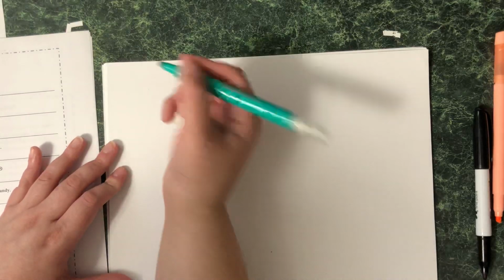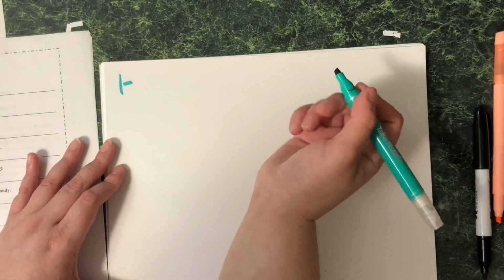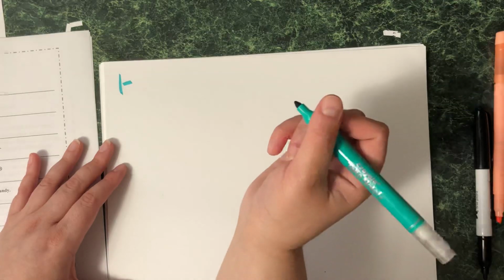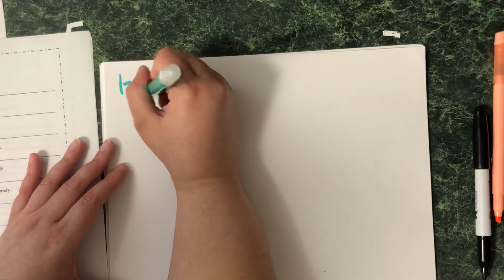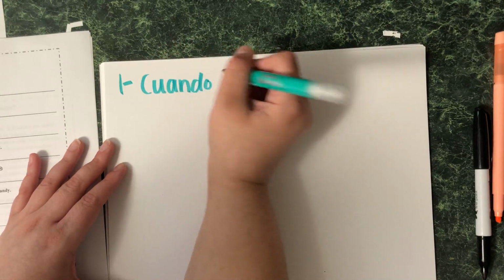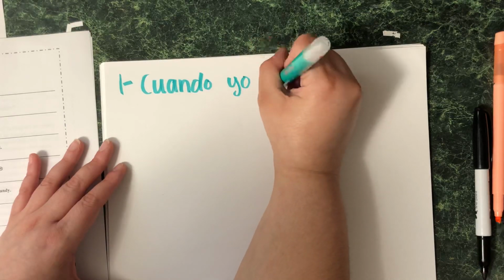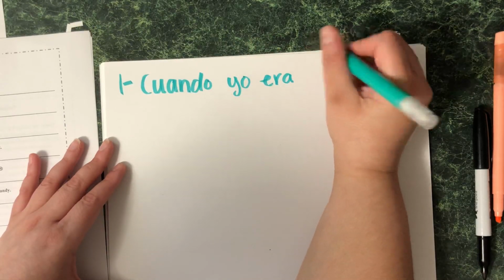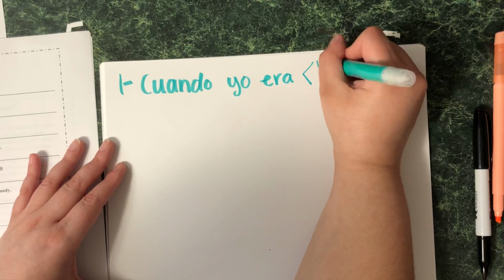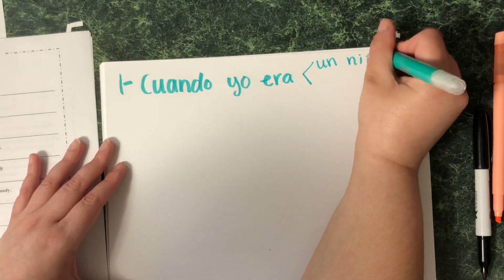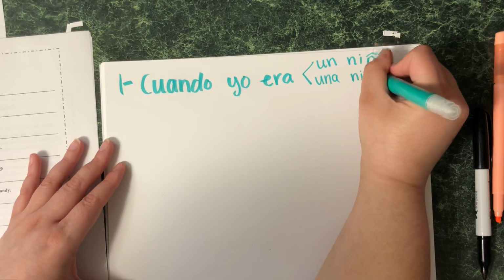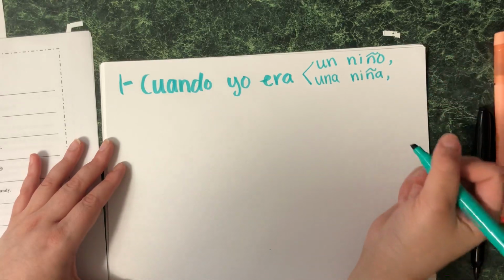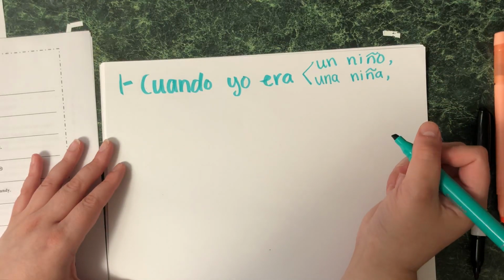All right, so let's do this. Number 1. When I was a kid, you have that phrase from the phrases that you just filled out. So we have cuando yo era, and then here it's going to depend. If you're a guy, un niño, or if you're a girl, una niña. Say, I used to run every day.